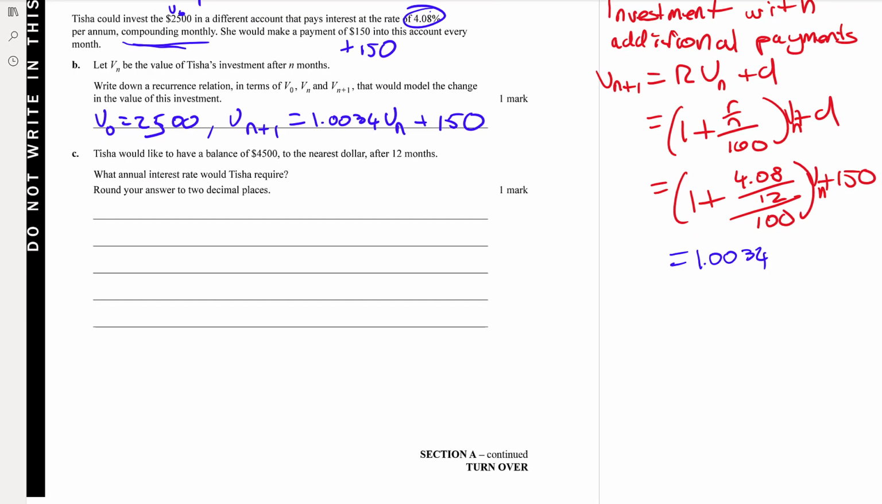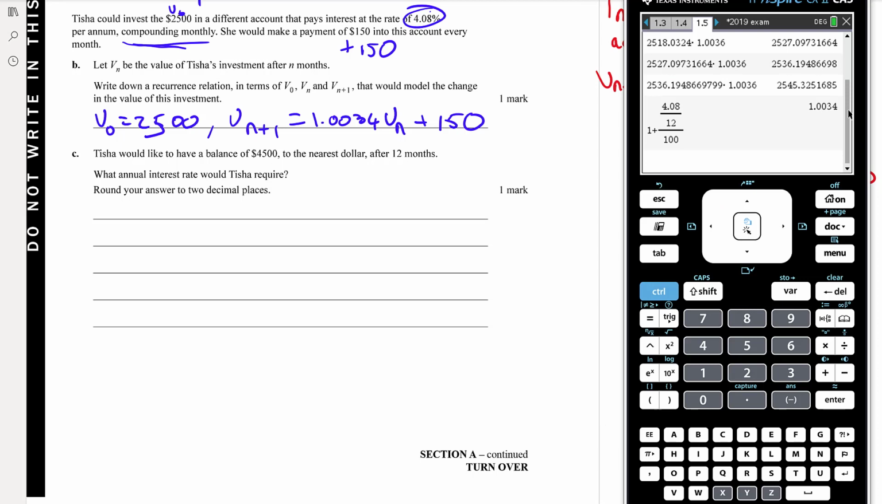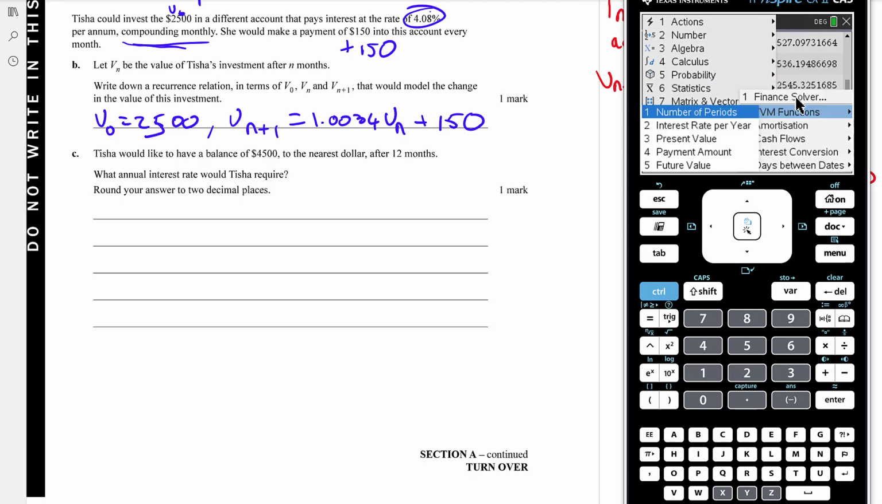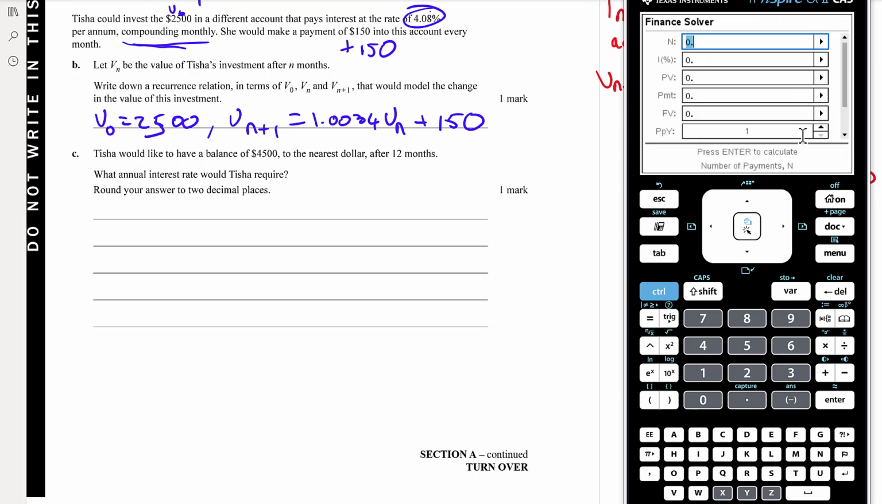So in this case, Tisha would like to have a balance of 4,500 to the nearest dollar after 12 months. What annual interest rate would Tisha require? Now, in one like this, I would be using Finance Solver. So if you remember how to get Finance Solver, you go Menu, Finance, and then just go Finance Solver. Okay. I like to, in this case, write out these things on the side, and then we'll put the calculation in.